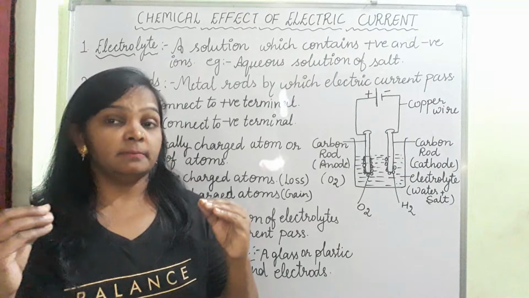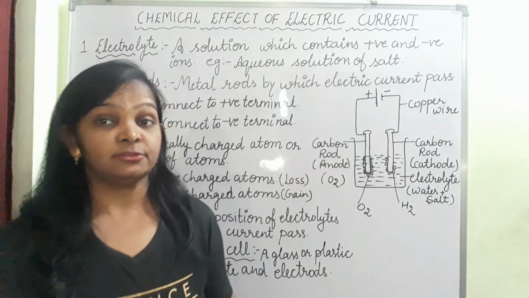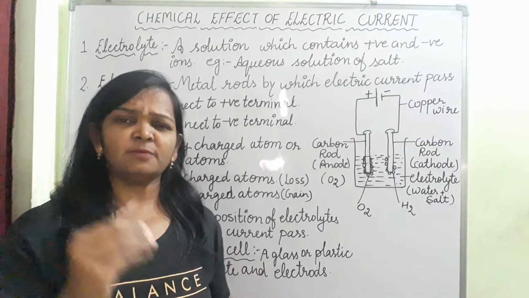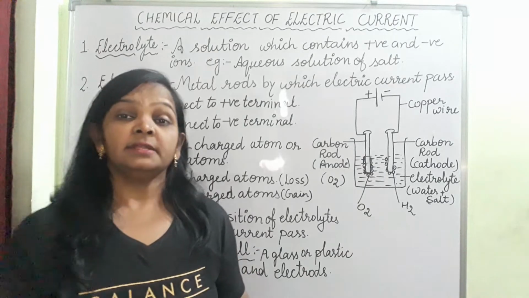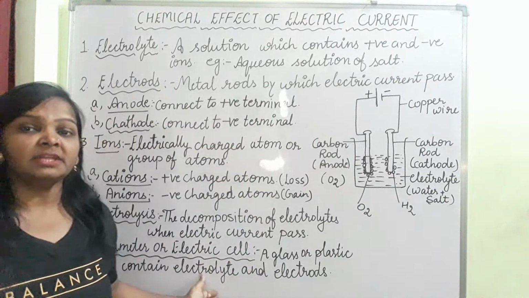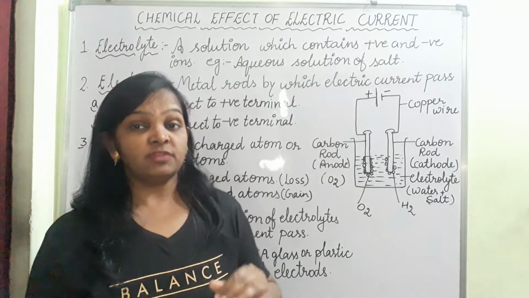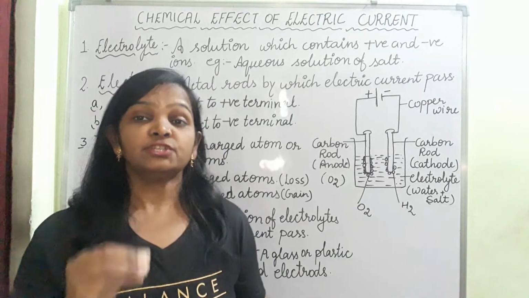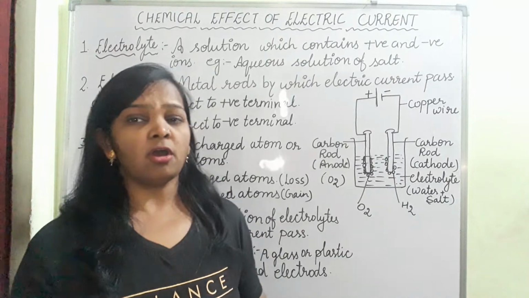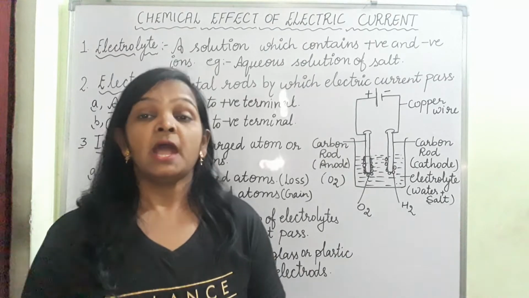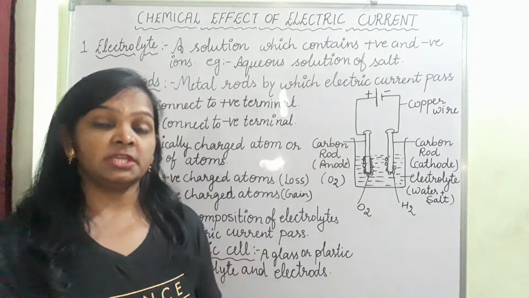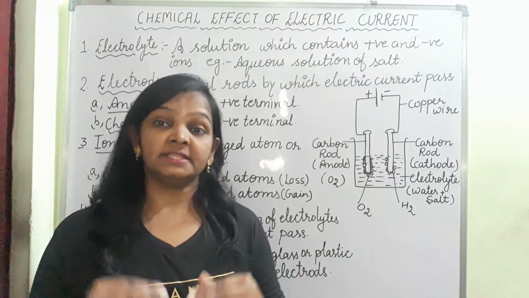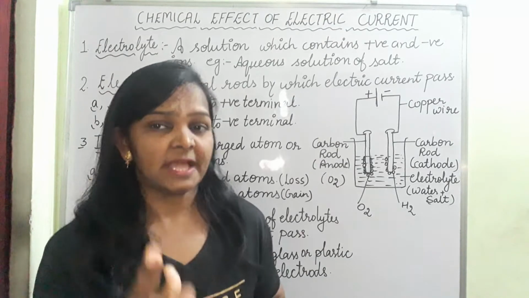Okay, so for the electrolyte and the electrodes, we make a separate container which is made up of glass or plastic. It is known as voltameter or electric cell. So we can say an electric cell is a glass or plastic container which contains two electrodes and an electrolyte solution. By these two things, we make the decomposition of the electrolyte solution, and this process is known as electrolysis.